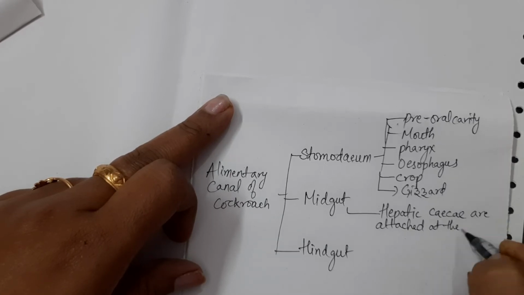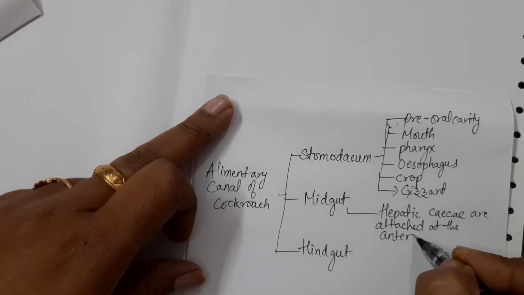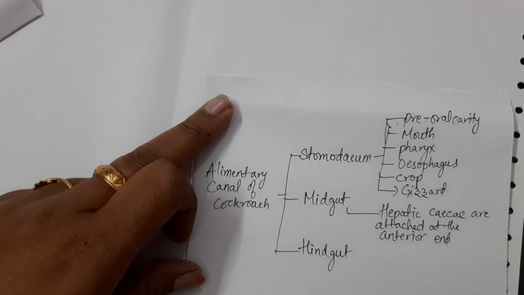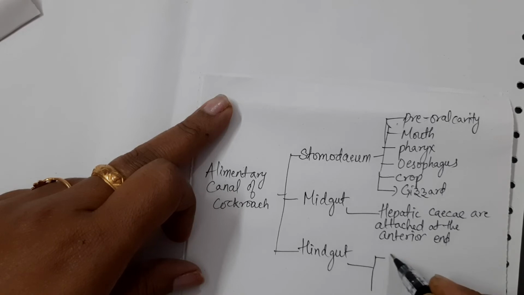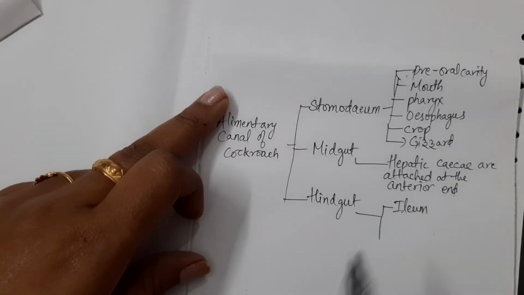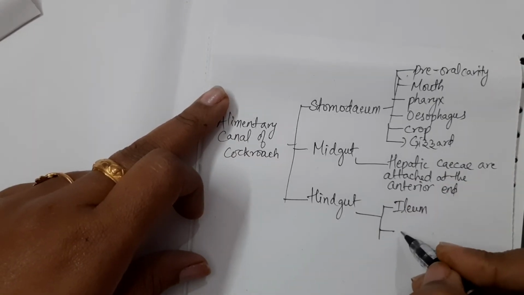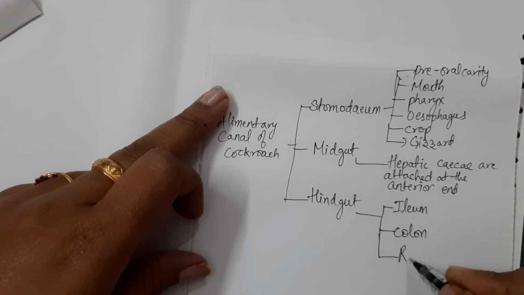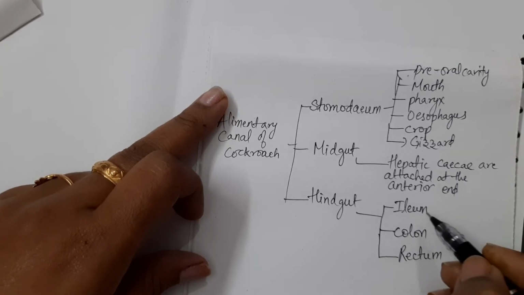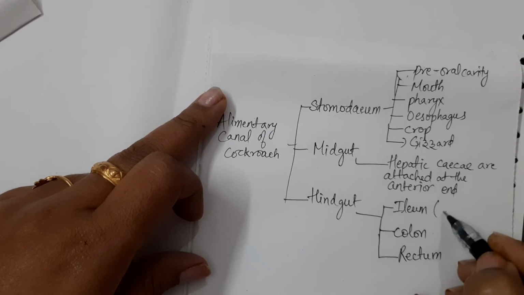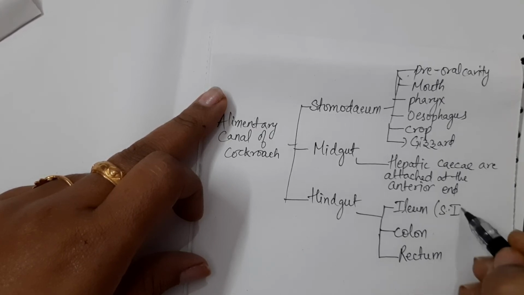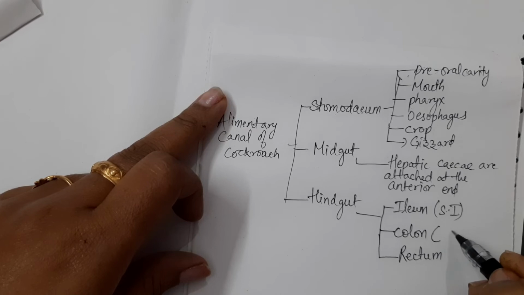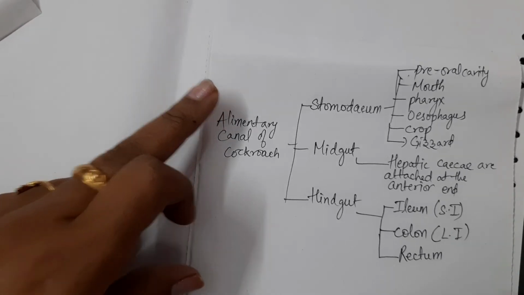At the anterior end. Now the hindgut. Hindgut is divided into ileum, then colon, and last part is the rectum. So three major sections: ileum, which is the small intestine, I'm writing in short, small intestine; colon, this is the large intestine; and rectum part is the last one.